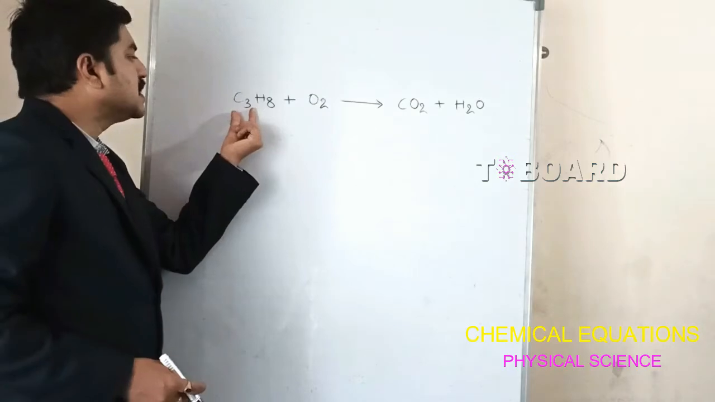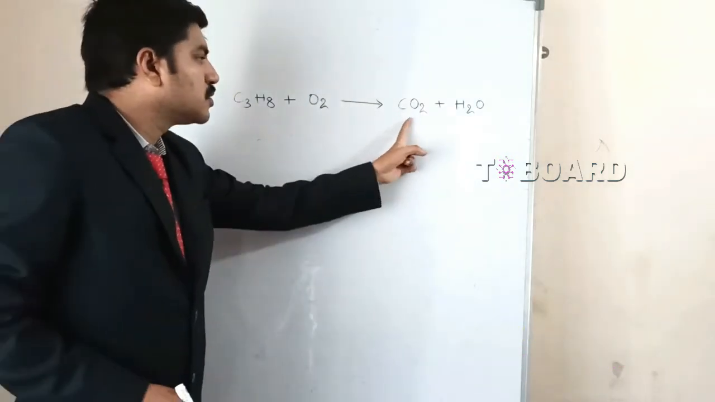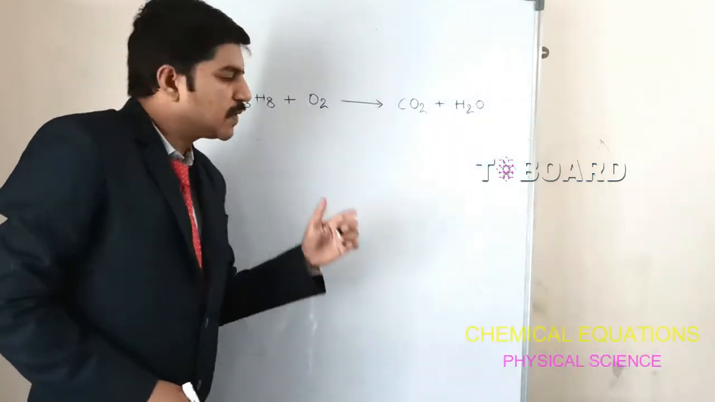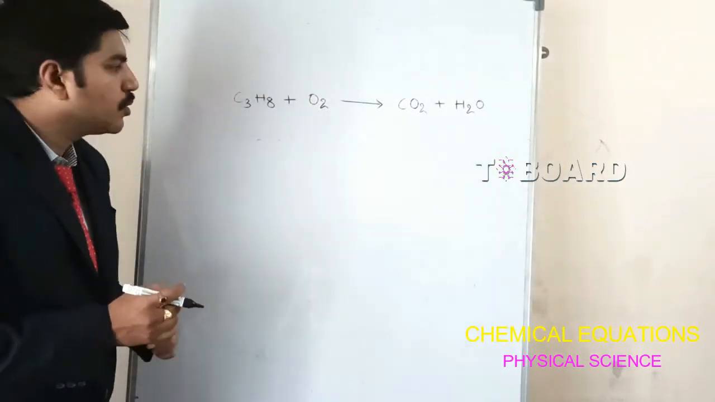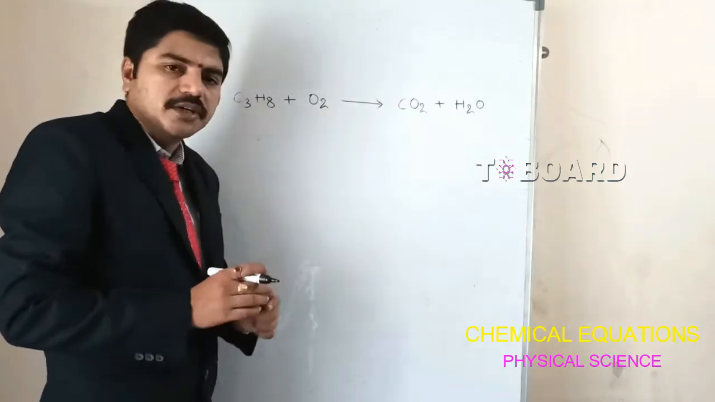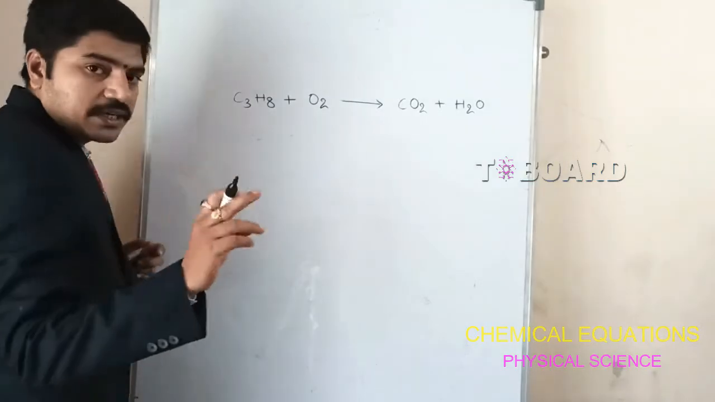Now see here: C3H8 plus O2 gives CO2 plus H2O. These are the left side and right side, the reactants and the products. Now I want to balance it. It is a skeleton equation, an unbalanced equation. Let me just verify whether it is a skeleton equation or not.